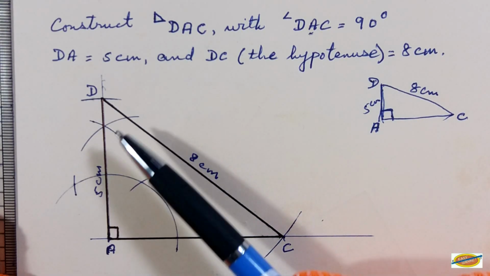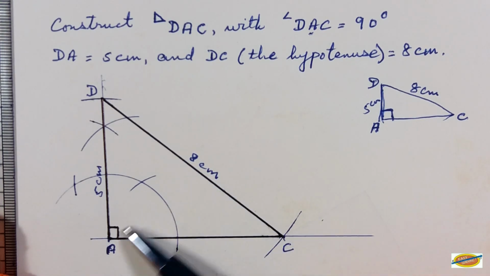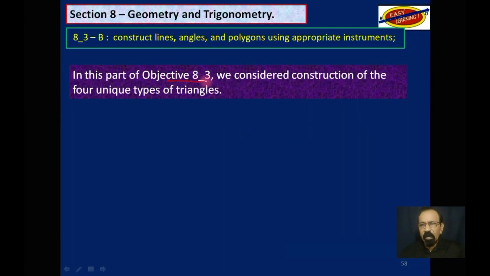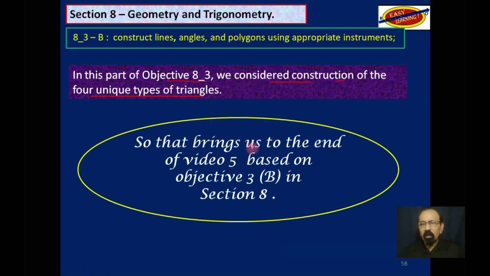Reminder again, the side opposite the right angle is the hypotenuse. In this part of objective 8_3, we considered construction of 4 unique types of triangles. And that brings us to the end of video 5 based on objective 3B in section 8.